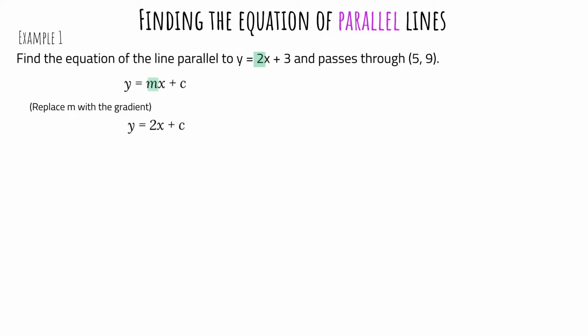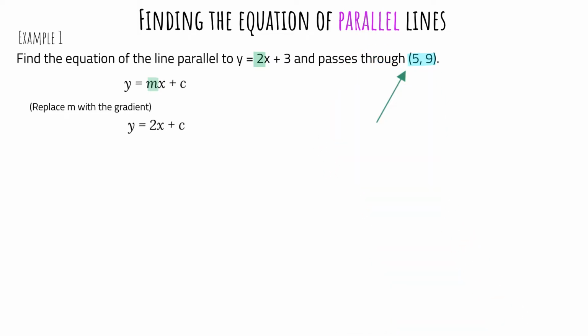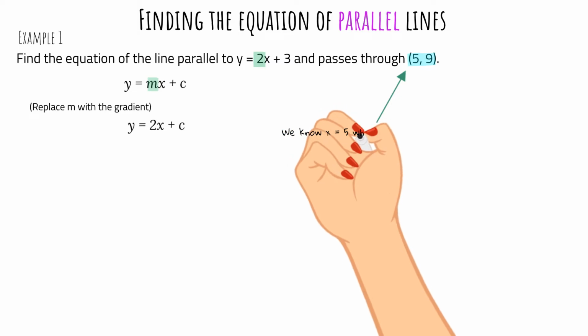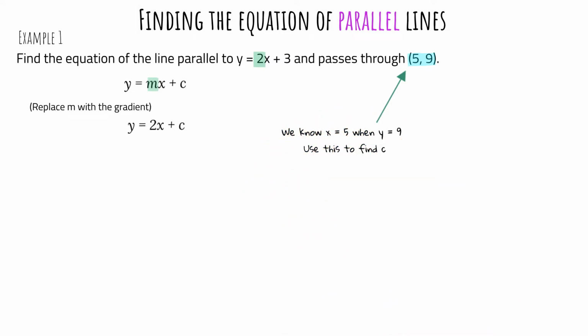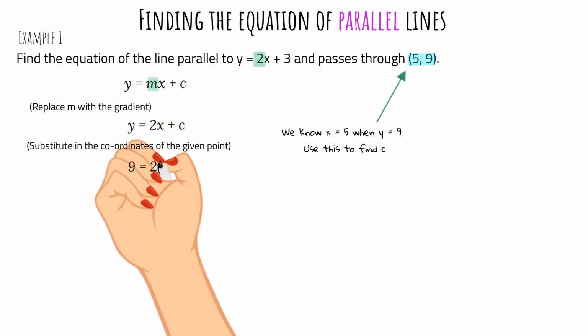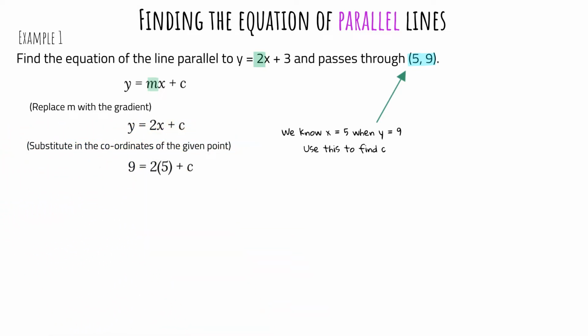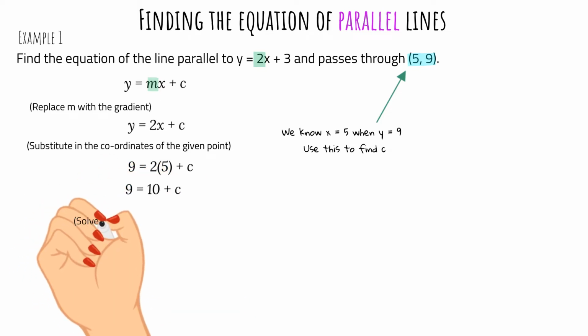Now we just have the problem of finding c, and we can use the coordinates we are given for that, just like you have seen in the previous video. We know that x is equal to 5 when y is 9, so we're going to use this. We're going to substitute in this given point. So we get 9 is equal to 2 times 5 plus c. Well, that's 9 is equal to 10 plus c, and then just solve to find c.